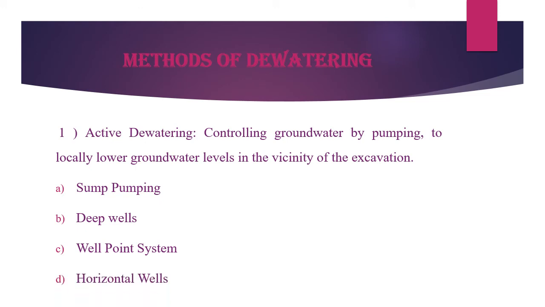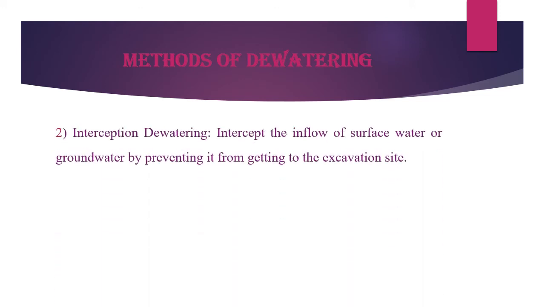And the last one is horizontal wells. It uses a horizontal flexible perforated pipe pumped by a well point pump to lower the groundwater level. So the active dewatering is subdivided into four different techniques: sump pumping, deep wells, well point system and horizontal wells. The second method is interception dewatering.